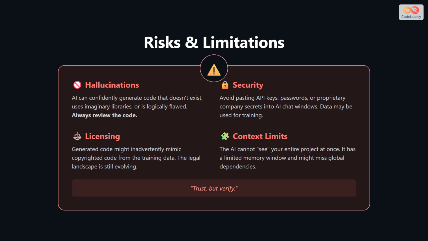However, it is important to be aware of the risks. AI can hallucinate, meaning it might generate code that looks correct but is logically flawed or uses non-existent libraries. You must also be careful with security. Never paste private keys or passwords into the chat. Always treat AI suggestions as a draft that you need to review.